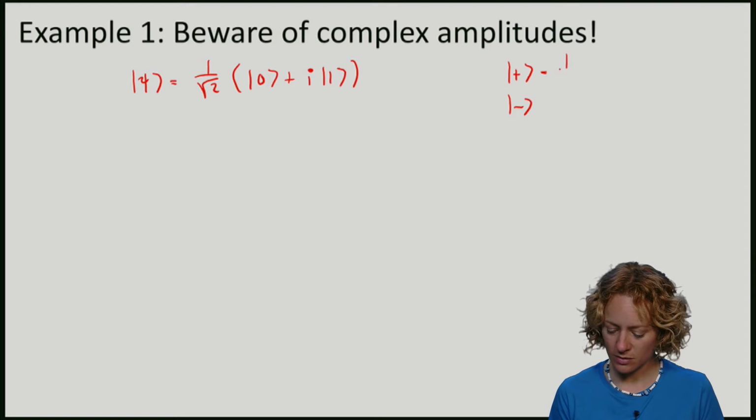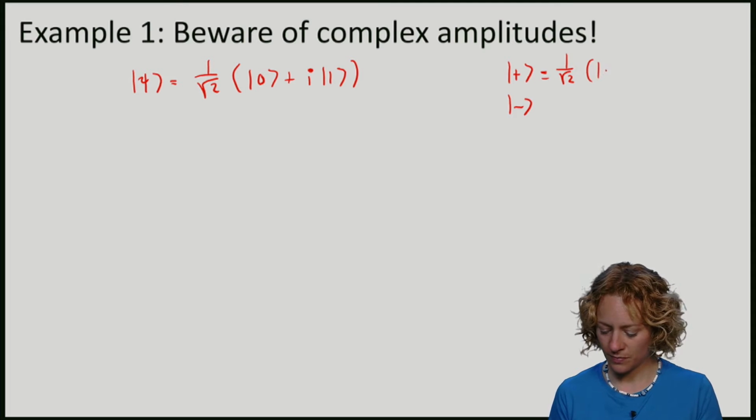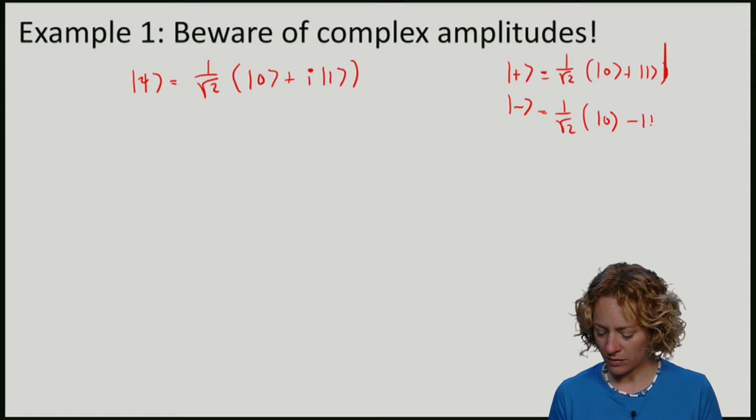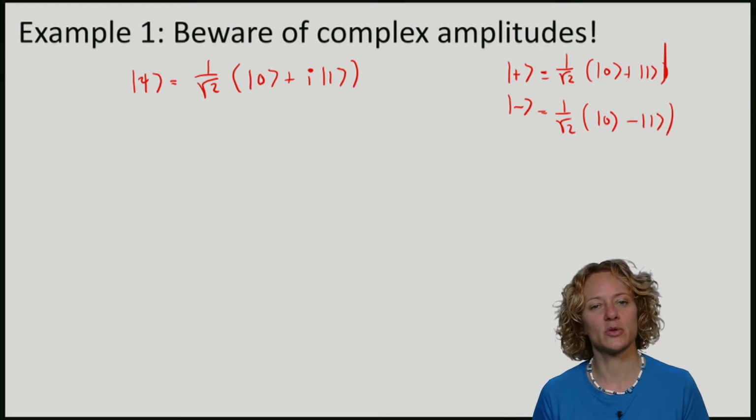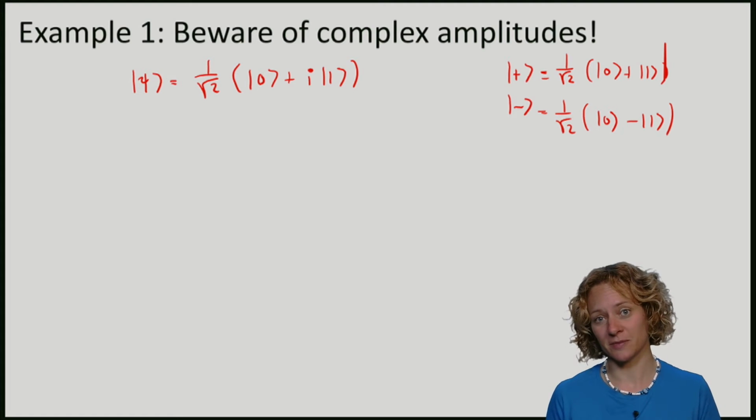So let me write this out. Plus being a superposition between 0 and 1, and minus being 0 minus 1. Note that earlier I had put a minus in front, but that will not matter.